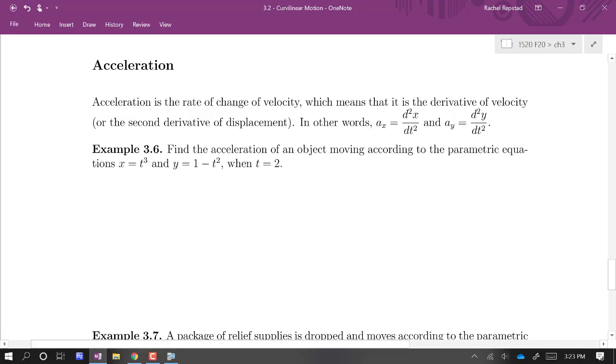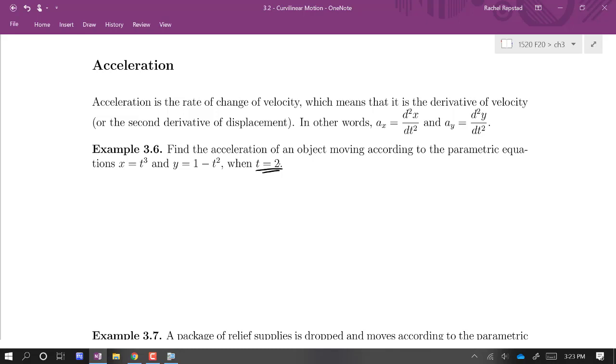So I've got a couple examples here. In example 3.6, they give us a pair of parametric equations. That's pretty nice. We've already got our equations in terms of t, so I don't have to worry about implicit differentiation. I'm going to differentiate twice and evaluate at t equals 2 to find my components. Really, these problems are just like the velocity ones. I just need to use the second derivatives to get my components.